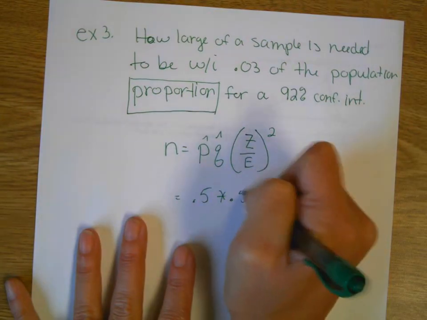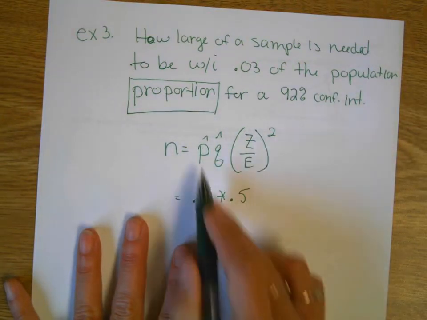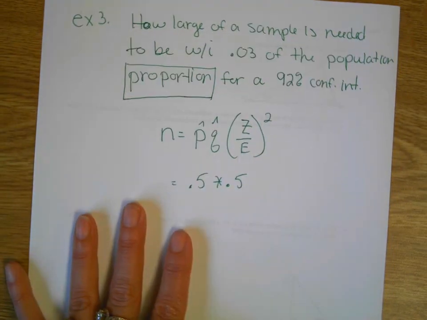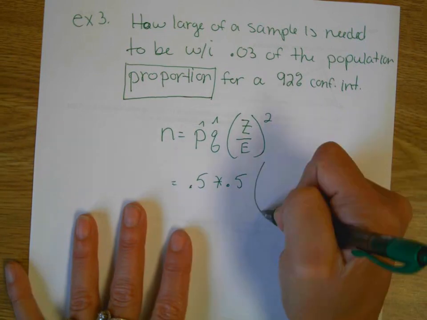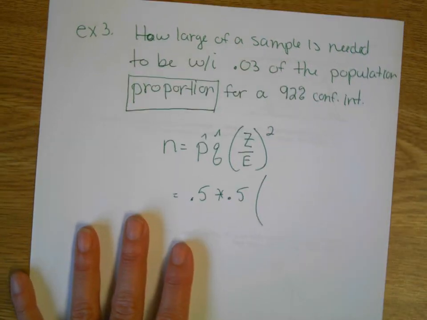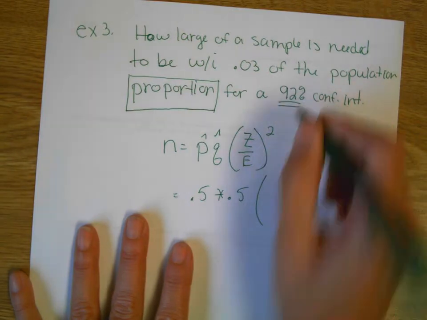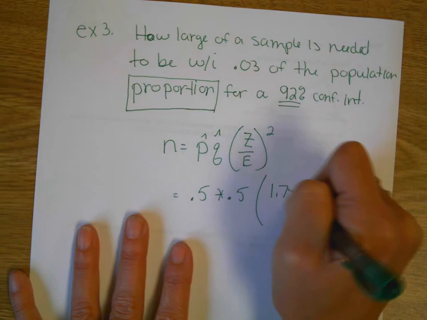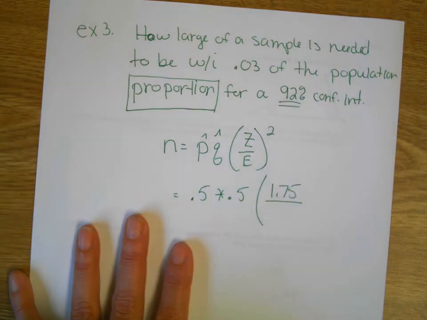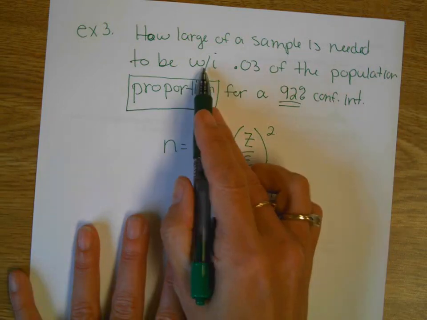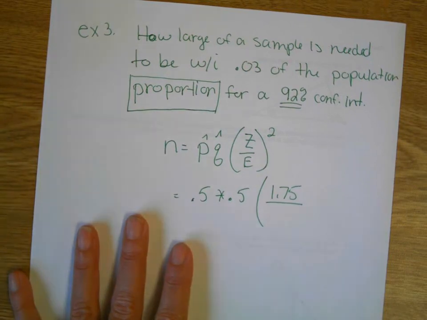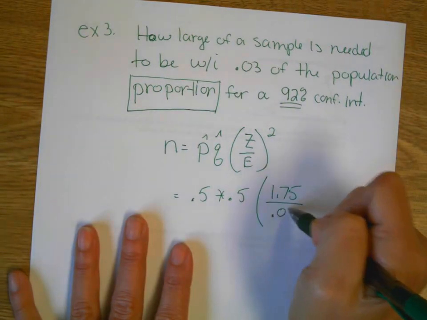Wait, you would use 0.5 for q hat as well? Yep, because if there's 50% successes, there's 50% failures. They always got to add up to 1. How much error, what's my z-score for 92%? We just had it. What was it, 1.75? How much error are we allowing? Within 3%, that means they're allowing an error of 3% on either side, so your big E is 0.03.